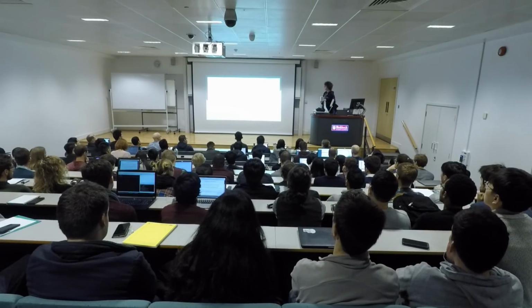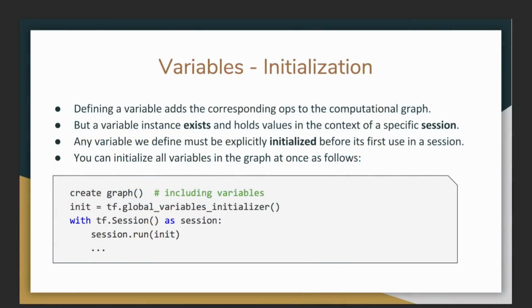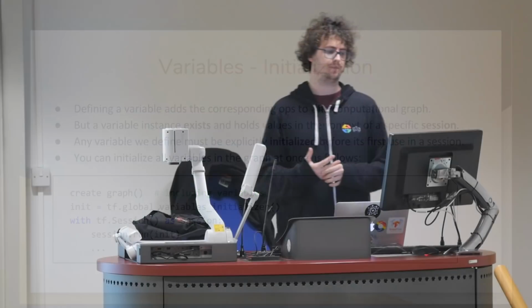So, defining a variable adds that op to the computational graph. But again, just like with tensors, a variable instance actually exists, allocates memory and holds values only in the context of a specific session. So if you have, for instance, multiple sessions that use the same computational graph, the same variable might have different values in the different sessions, because the variable definition in the computational graph is just a declaration that you have a variable of a specific shape, type, and initialization. But it doesn't actually hold values until you try to execute it in a session.